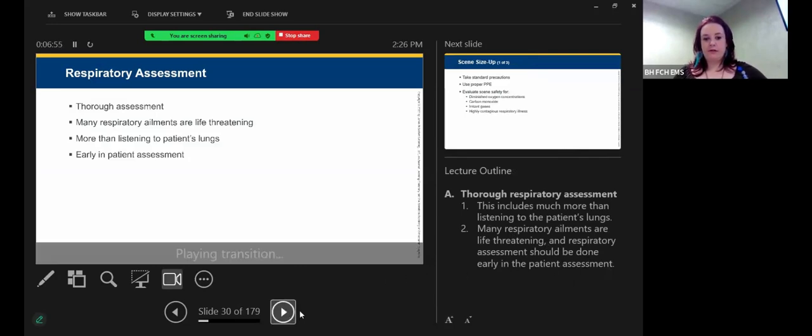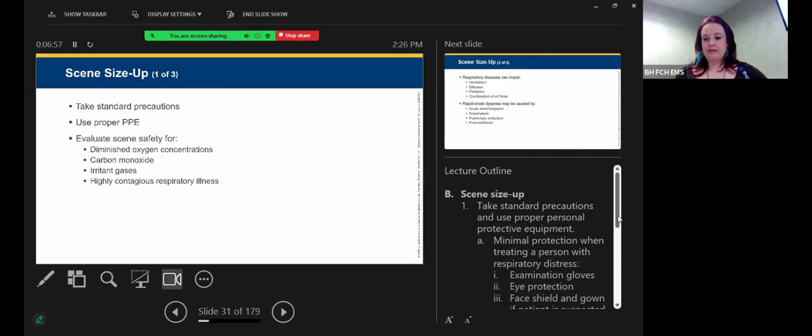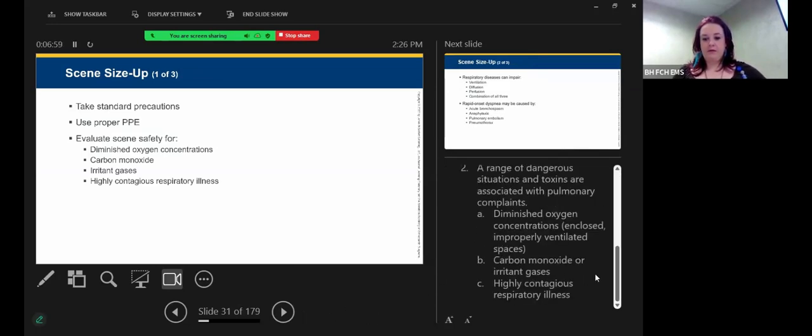So of course we want to do a respiratory assessment. We know a range of dangerous situations and toxins are associated with pulmonary complaints: diminished oxygen concentrations in closed or improperly ventilated spaces, carbon monoxide or irritant gases, or highly contagious respiratory illnesses.